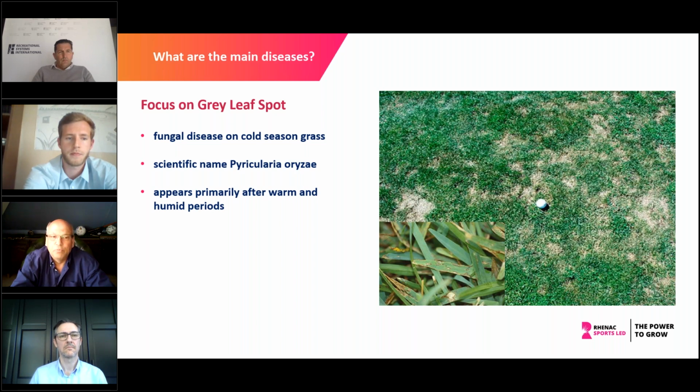It appears primarily after warm and humid periods. So we're not that there in Western Europe. It's getting warmer, but it's still very dry. Which helps, but definitely when the rain starts and the temperature goes up, this is a disease that's really coming into the surface. So we focused, and the next slides that we show, that we focused on the research on this particular disease, but the applications and the way we've researched it would be applicable to most fungal diseases.